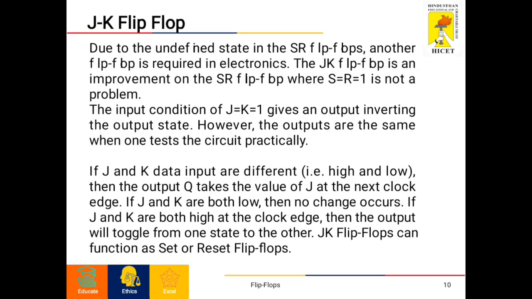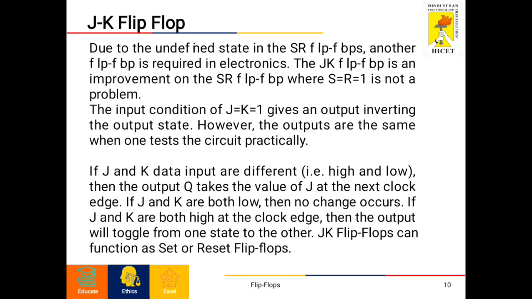The next one is JK flip-flop. It is one kind of sequential logic circuit which stores binary information in a bitwise manner. It consists of 2 inputs and 2 outputs. The inputs are set J and reset K, and their corresponding outputs are Q and Q bar. JK flip-flop has two modes of operation, which are synchronous mode and asynchronous mode. Due to the undefined state in the SR flip-flop, another flip-flop is required in electronics. The JK flip-flop is an improvement on the SR flip-flop, where S equal to R equal to 1 is not a problem, whereas it is a problem in the SR flip-flop.